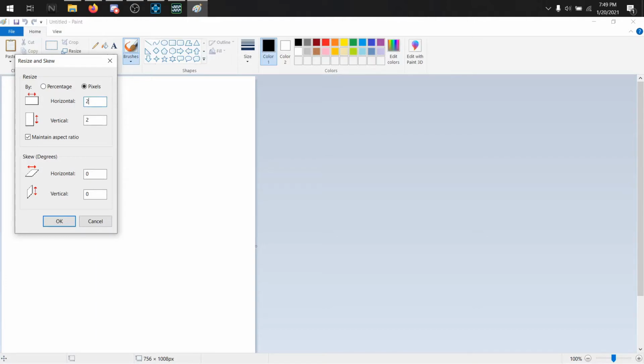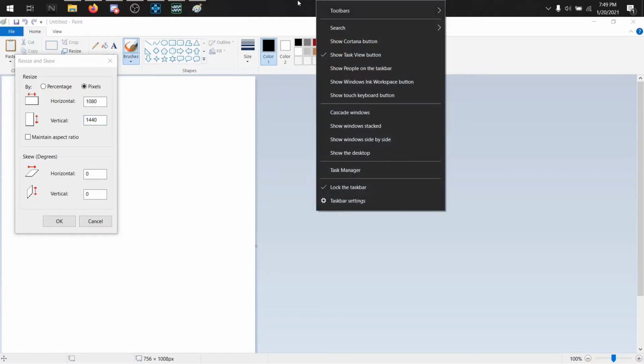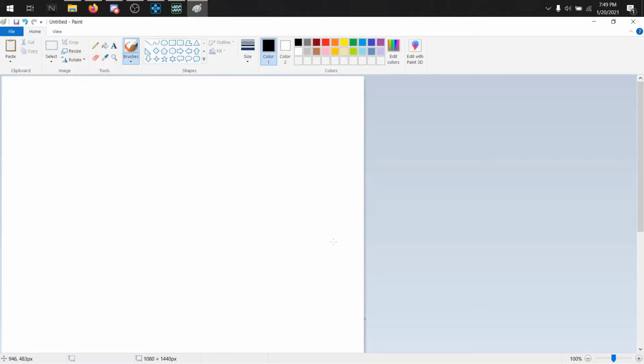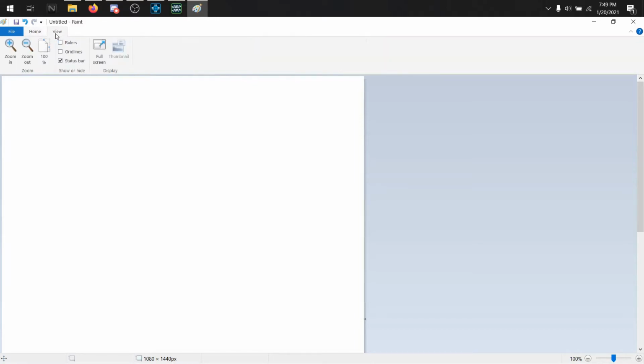Ooh, whoa. What's my screen size? I don't remember my screen size. Yeah, okay, there we go. Big enough. Okay, or not. Oh, I see where I did wrong.